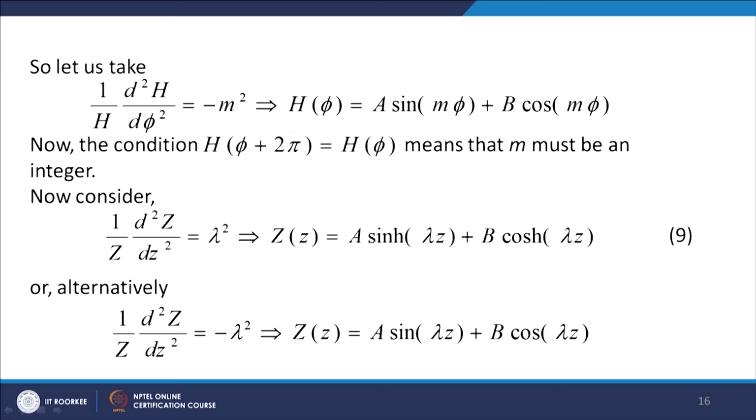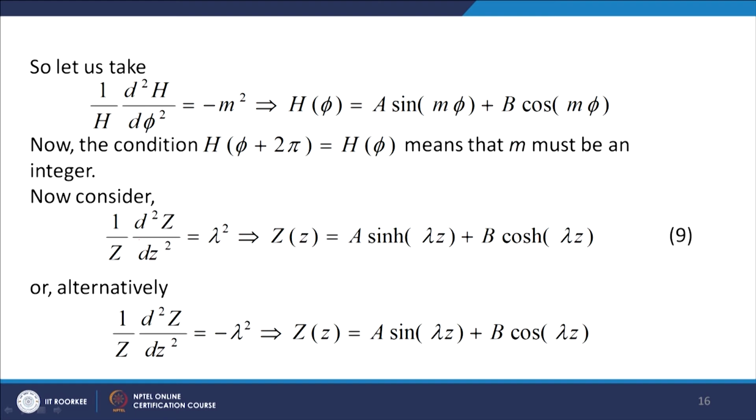Now H(φ + 2π) is equal to H(φ), we can see from here, because H(φ) consists of trigonometric functions. For H(φ + 2π) to be equal to H(φ), it is necessary that m be an integer. So for the condition H(φ + 2π) equal to H(φ), we have to assume that m is an integer.